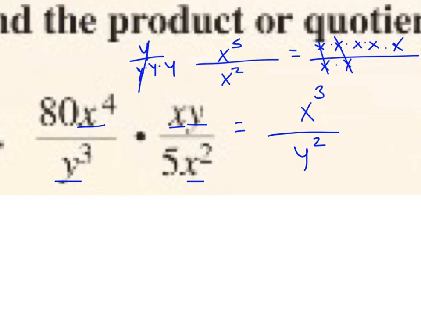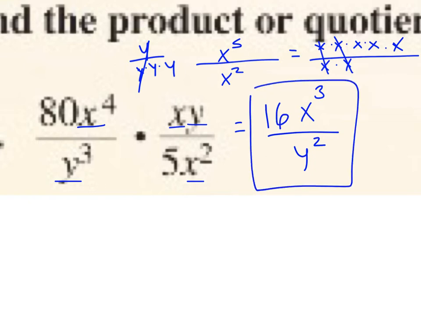And then we have 80 over 5. How can we simplify 80 over 5? What's 80 divided by 5? 16. So that's our answer.